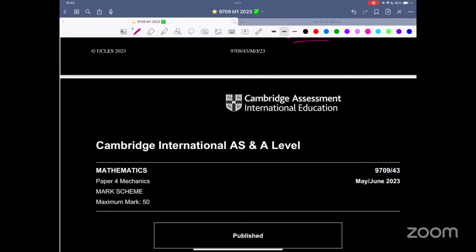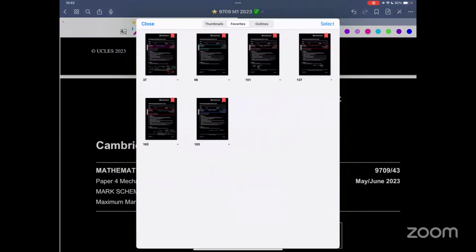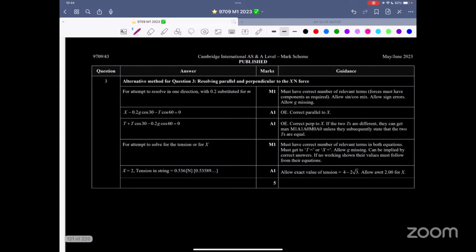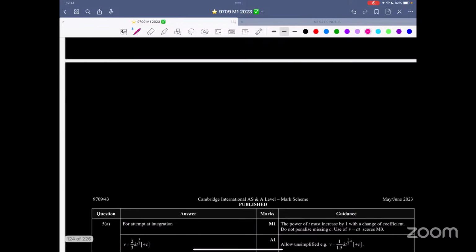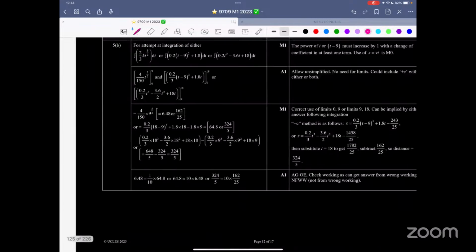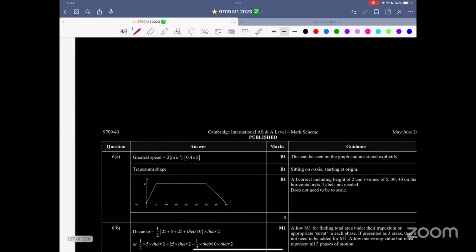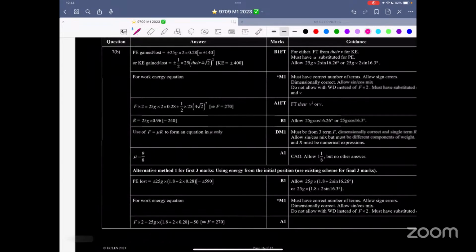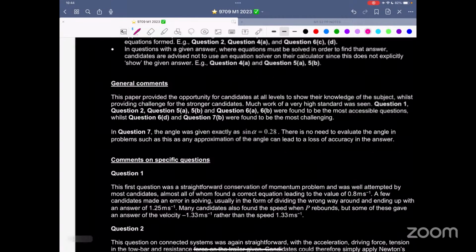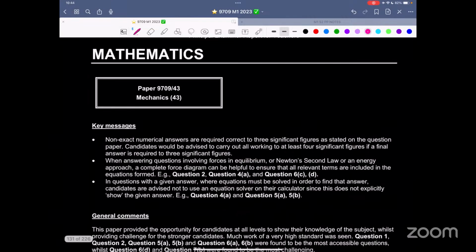Let me read a few things from the mark scheme, from the examiner report, and let's see if it's beneficial for you. Because a lot of people have all the knowledge of the world and they are not very good at applying it. So that is why this knowledge is a must. I'm saying it over and over again: examiner reports are very, very useful.